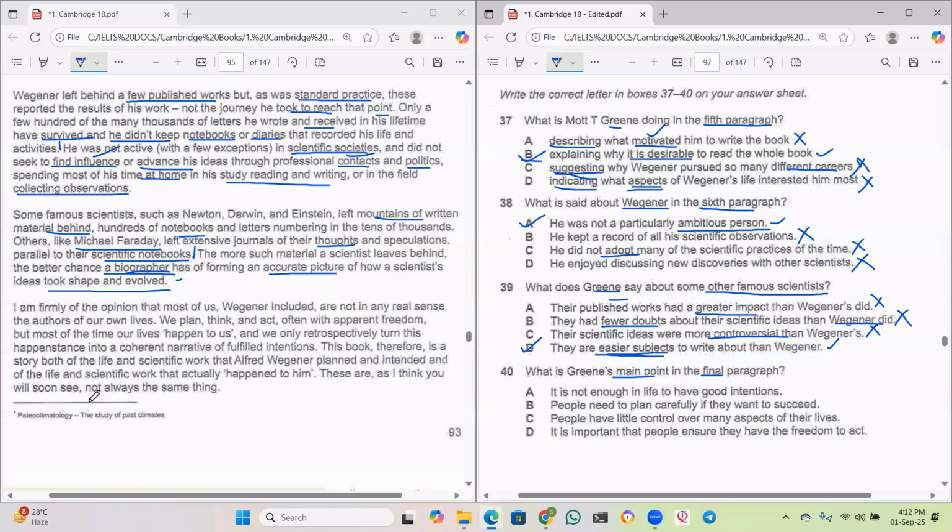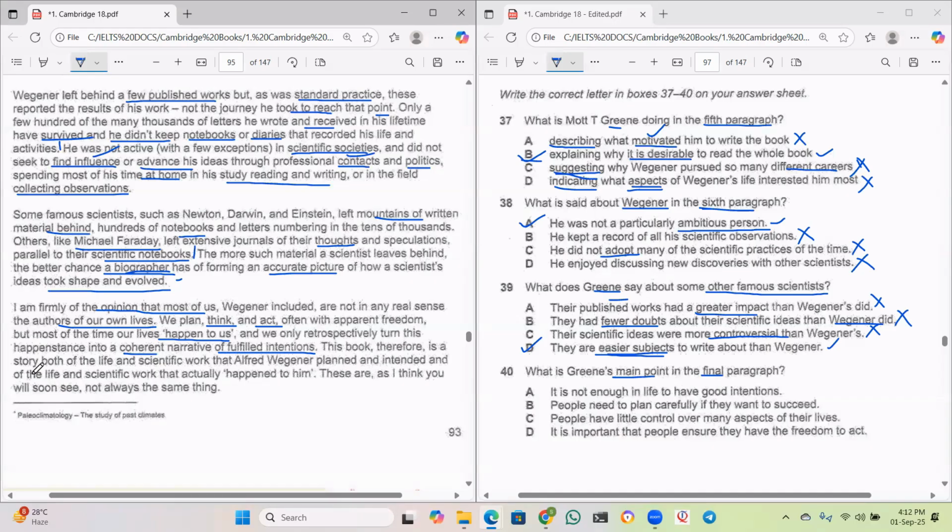Let's read that. The final one. I am firmly of the opinion that most of us, Wegener included, are not in any real sense the authors of our own lives. Yes, we are not the authors of our own life. We plan, we think, we act, often with apparent freedom, but most of the time our lives happen to us. Wow, what a sentence. And we only retrospectively turn this happenstance into a coherent narrative of fulfilled intentions.